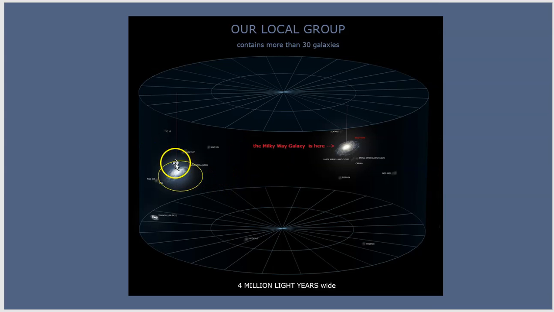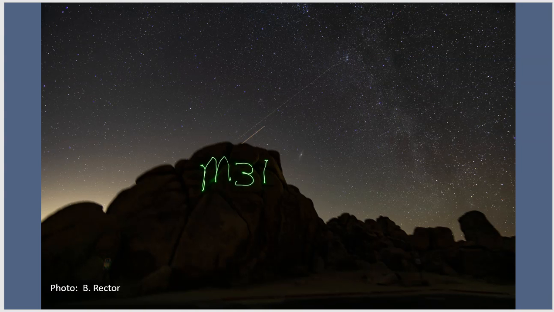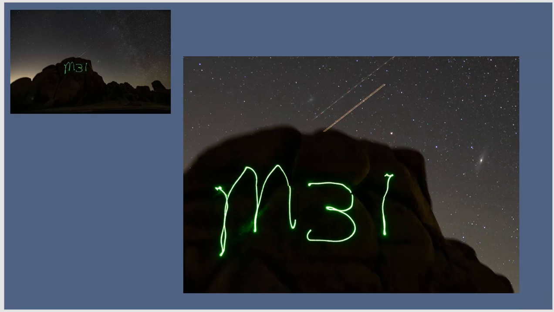Now let's turn our attention to our big neighbor, the Andromeda Galaxy. Now let's see if you can find the Andromeda Galaxy in this next picture. Sometimes it's referred to as M31 by astronomers, but can you find the Andromeda Galaxy? If you said that object, you were right. That's M31, the Andromeda Galaxy.